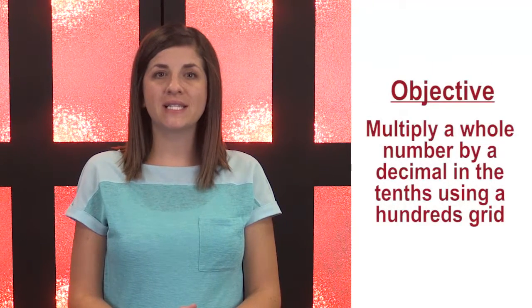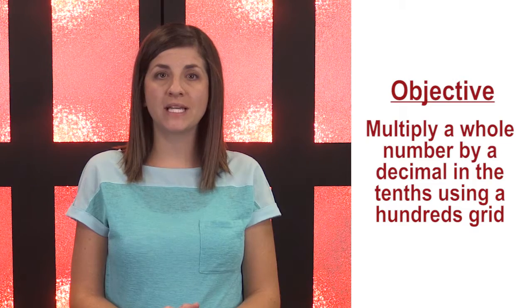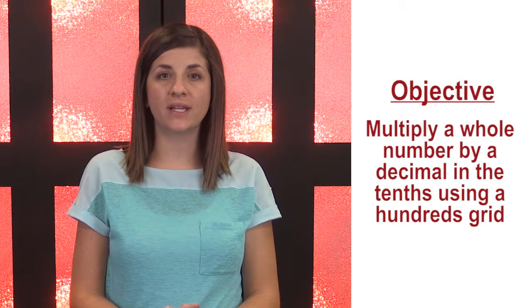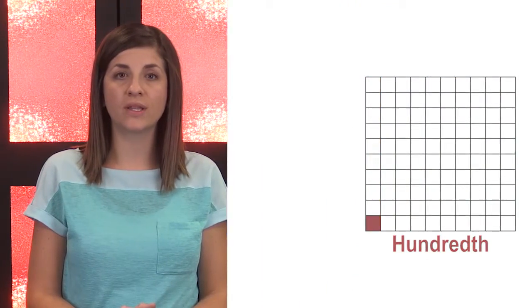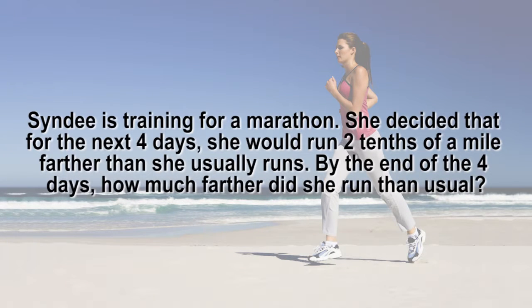The objective of this lesson is to multiply a whole number by a decimal in the tenths using a hundredths grid. In previous lessons, students learned to represent decimals using hundredths grids. One flat represents one whole, one column of the hundredths grid represents a tenth, and one box in the hundredths grid represents a hundredth.